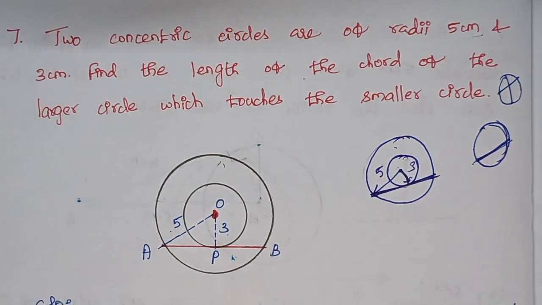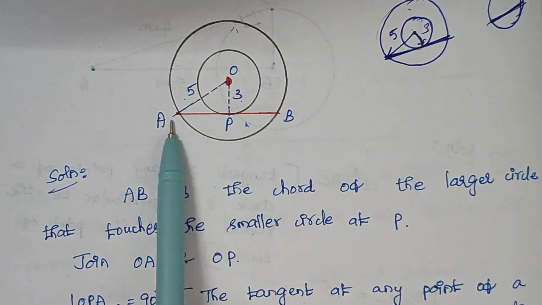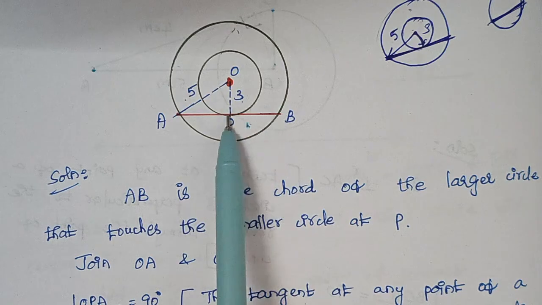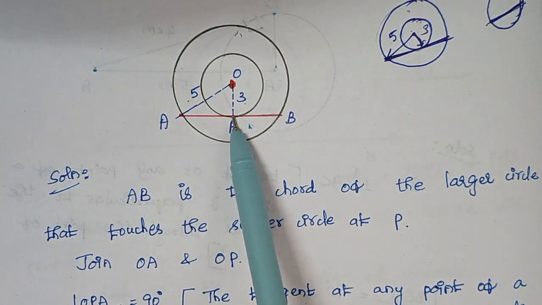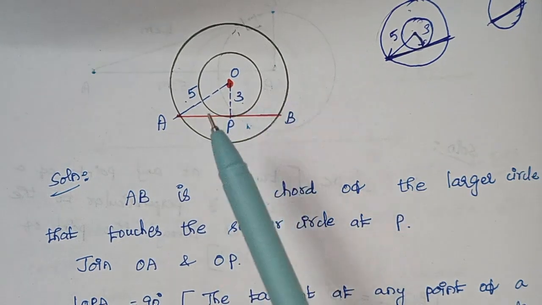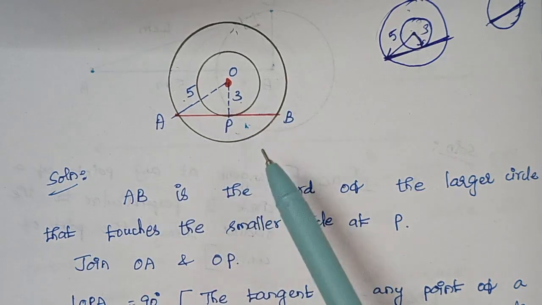So here you see we have to draw the diagram by ourselves. AB is the chord of the larger circle which touches the smaller circle at point P. That should be the point of contact. So here at point P. So just for our analysis, we are joining OA and OP.